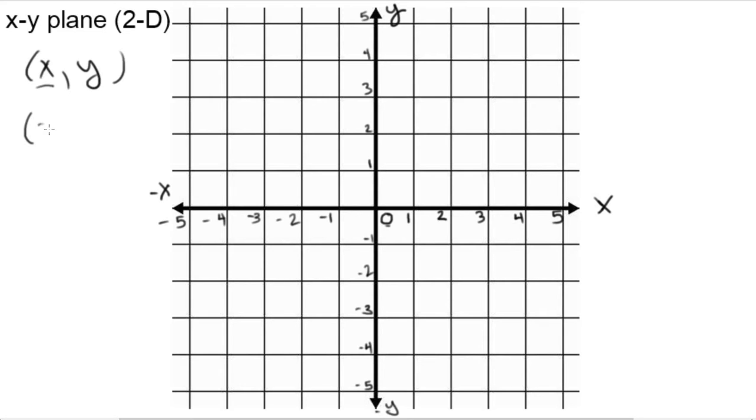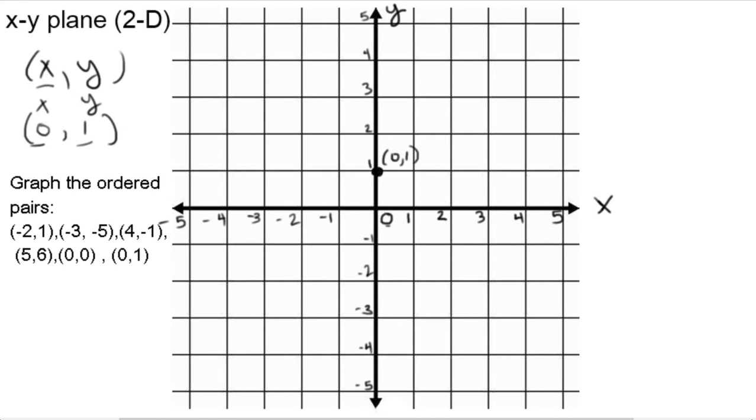So we could take the ordered pair 0, 1. Its X value is 0. Its Y value is 1. We could plot it using both of those coordinates. X here is 0, and Y of 1 is here. So it lands right on the Y-axis, and that's the point 0, 1. And so we label it 0, 1. So let's look at an example. What if you were asked to graph the ordered pairs listed here?